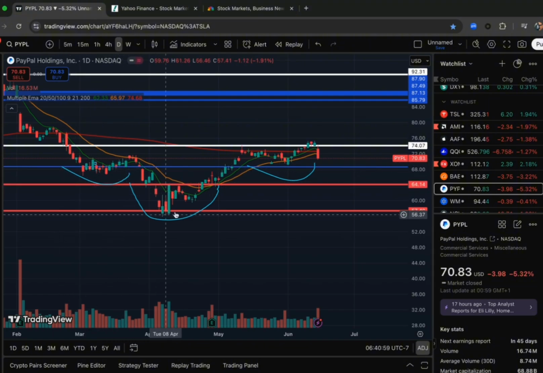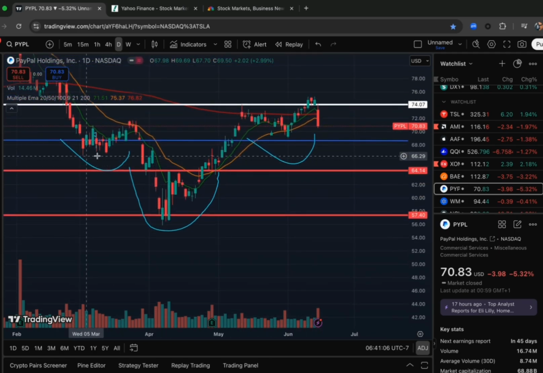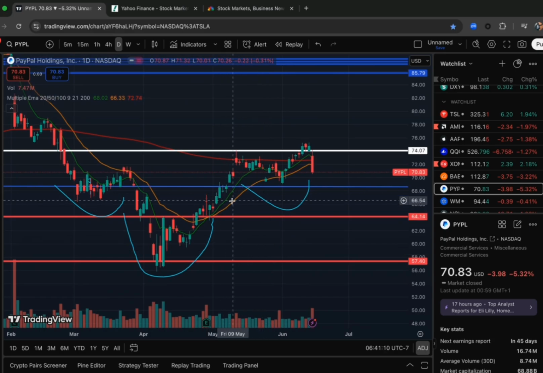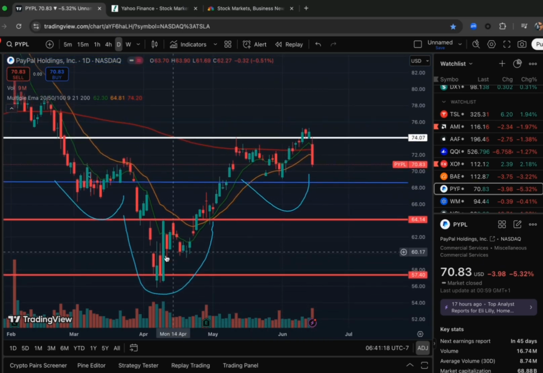So I've got the three light blue shapes that I've drawn. You can call them U's, you can call them bows, whatever you want to call them. It's an inverse head and shoulders, which is a bullish pattern. Again, we're using the moving averages with patterns, with news, with fundamental analysis, but it's an inverse head and shoulders that we've drawn on the daily chart. Okay, cool. Right here, I have support level at 57.40. I have resistance at 64.14.